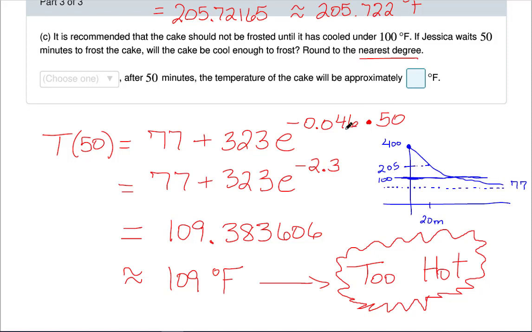So let's see, plug in the 50, do the calculations, and I get 109.383. They say round it to the nearest degree, so that's 109. So it is too hot. You can't put the frosting on the cake. Well, you could, but the frosting would melt off the sides and run all over the place. So no, you have to wait a little bit longer before it's going to be under 100 degrees. I wonder how long that would be. Can you find it?